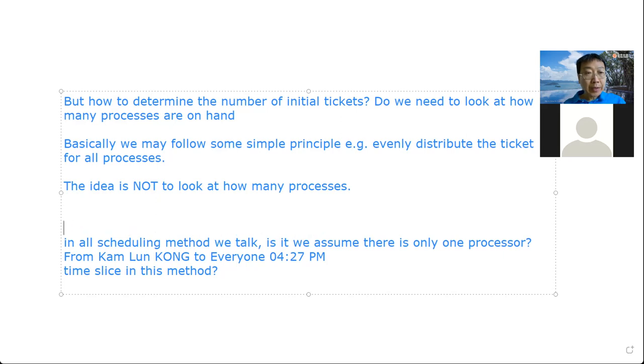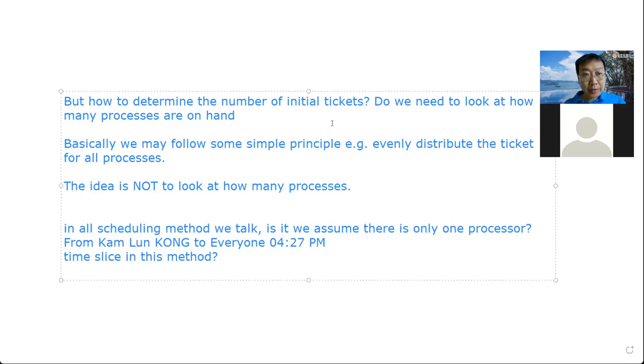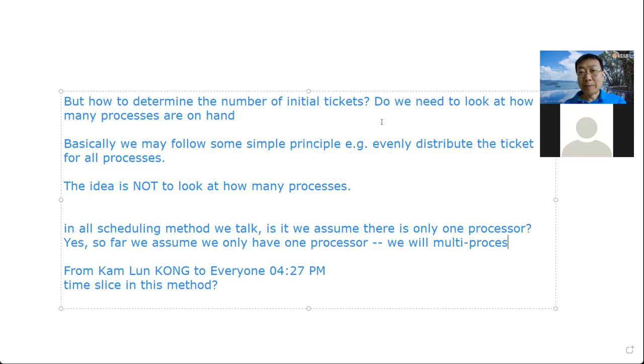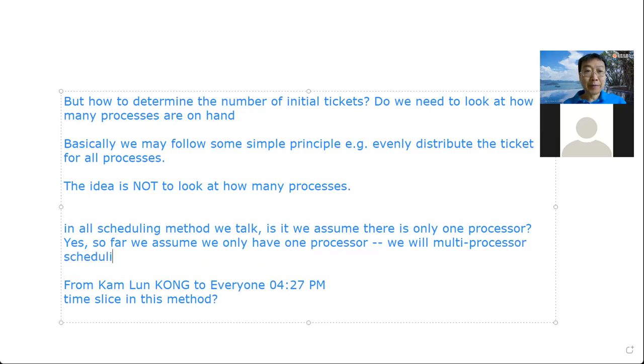So this is a very good question. In all the scheduling methods we talk about, we assume, so far, we only have one process. So this goes to tomorrow's topic. We'll talk about multiple process scheduling. Okay. So how about time slice in this method?